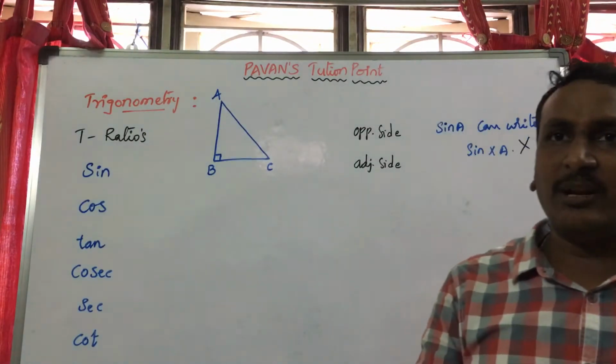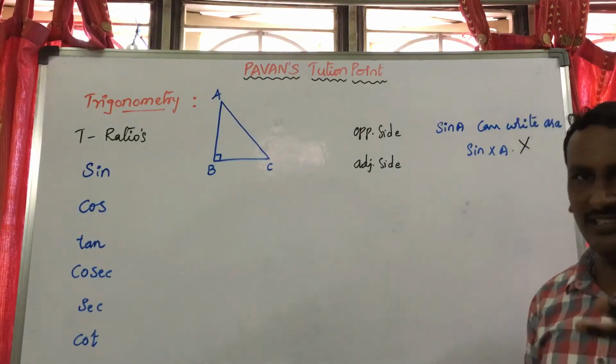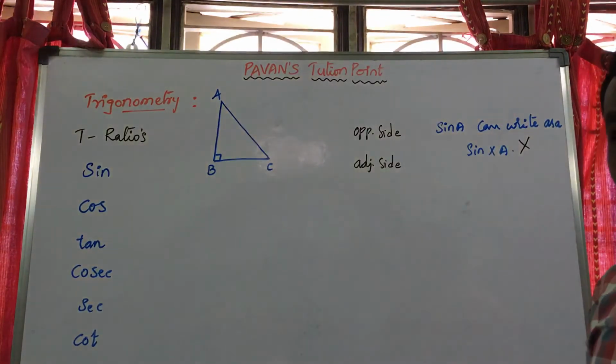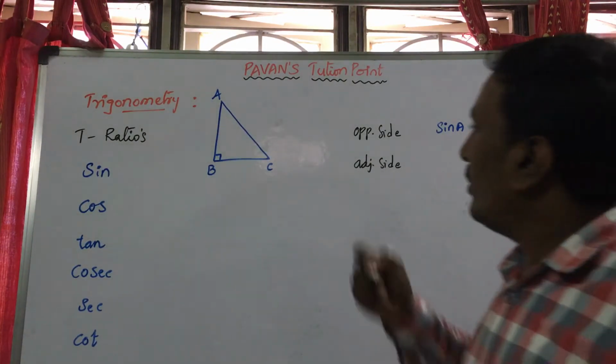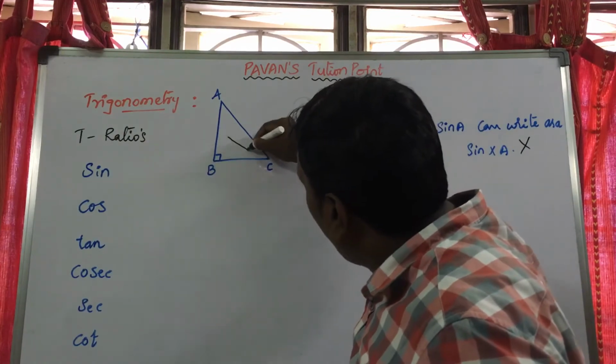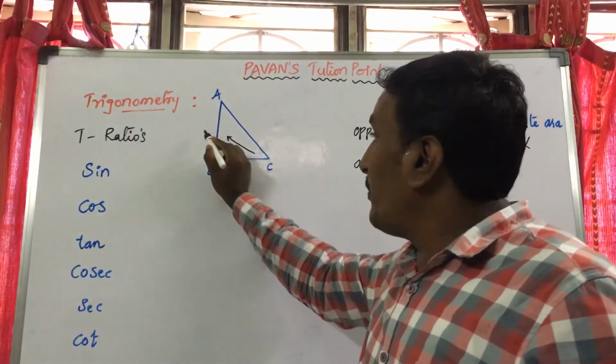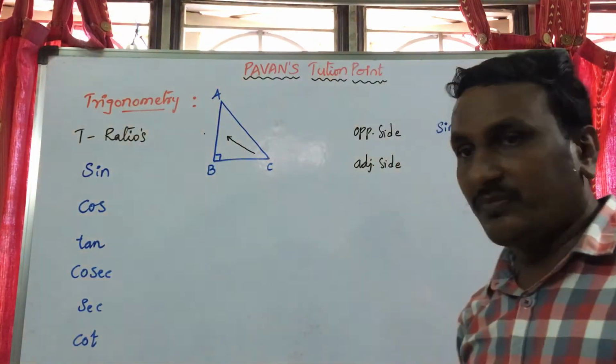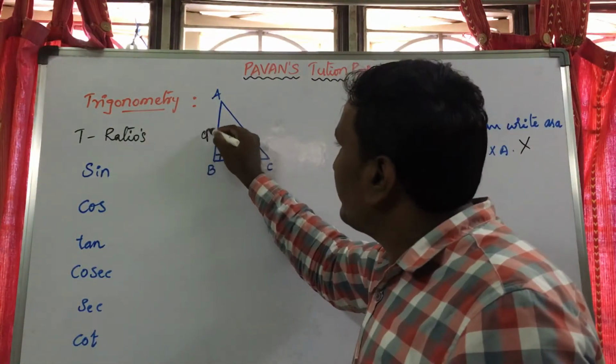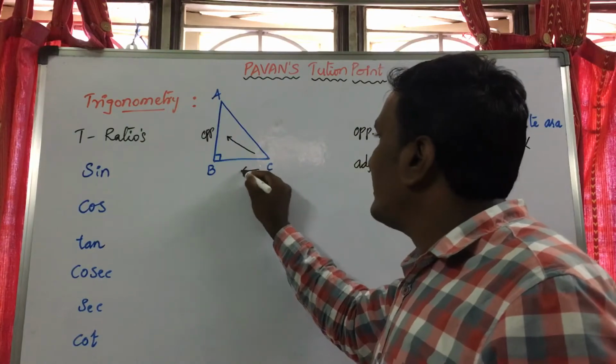For the next diagram, can you write along with me? I am going to explain what the opposite side and the adjacent sides are. See, for the angle C, the opposite side is AB, and this is the adjacent side.